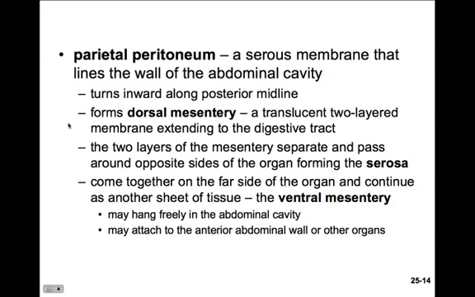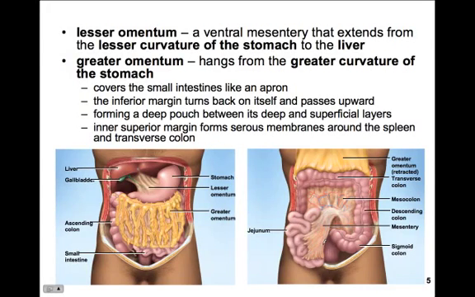And then again, they come together on the far side of the organ and continue in another double sheet of tissue that's called the ventral mesentery. So you can see here on the figure to the right that we have the mesenteries, the dorsal mesenteries here connecting the organs to the back wall of the body. The ventral mesenteries we can see over in the figure on the left.